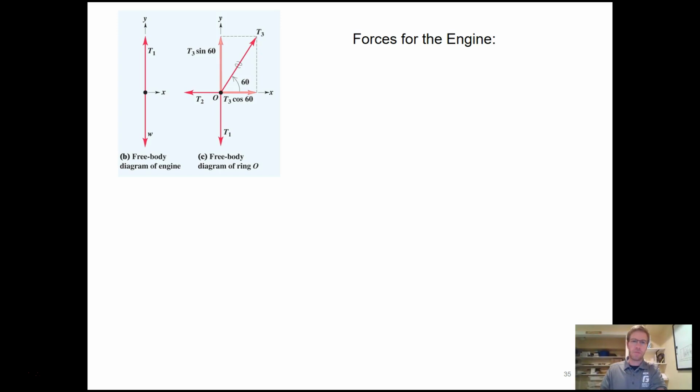So if I set up the sum of the forces for my engine, I notice right away I have no forces in the X direction, so I don't have to worry about it. In the Y direction, it's in equilibrium, so the sum is equal to 0. On this side of my equation, I will add up all the forces in my picture. T1 is positive, W is negative. So T1 minus W equals 0. That's easy to solve. T1 equals W. Boom, box worthy. Already got the first tension.